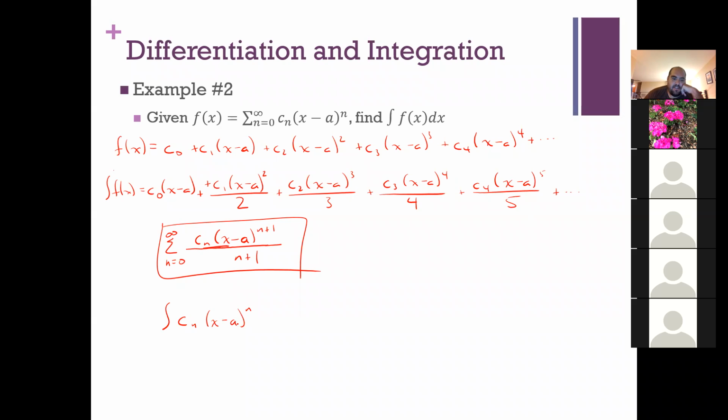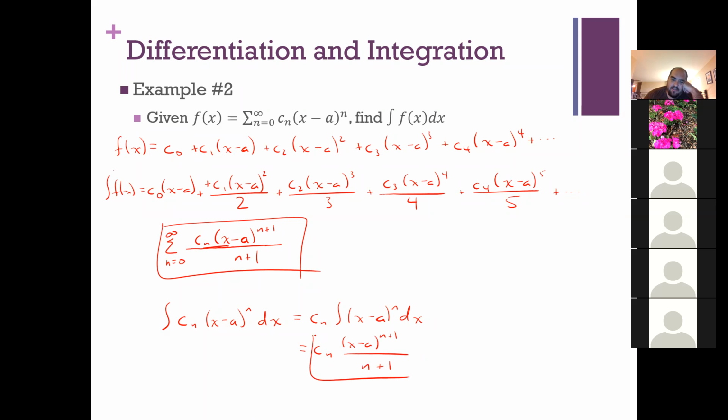And keep in mind that when we do this integral, we're really doing it with respect to x. So for now, I'm going to go ahead and pull out the c sub n because that's a constant. So I'm integrating x minus a to the n times dx. So really, I can just apply the power rule there. So this will be equal to c sub n times x minus a to the n plus 1 all over the new power of n plus 1.